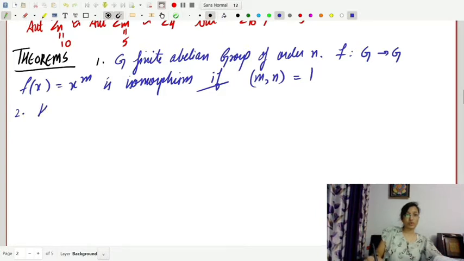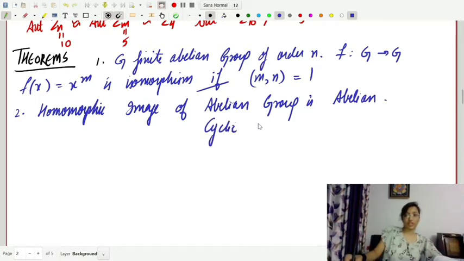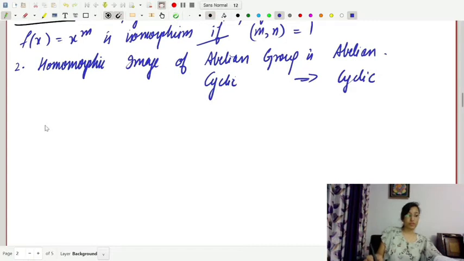Second, the homomorphic image of an abelian group is abelian. Similarly, we have a result for cyclic. The homomorphic image of a cyclic group is cyclic, but the converse in both cases is not true. We'll show by an example.